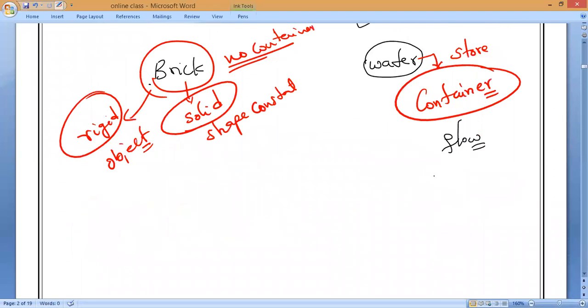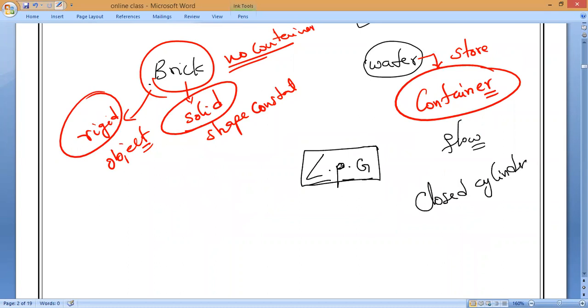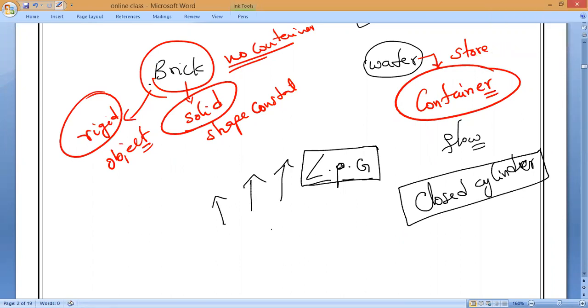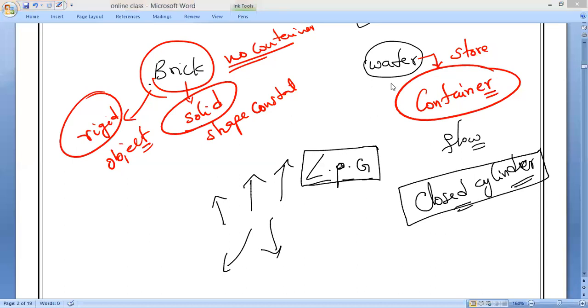Now, do you have LPG cylinders in your home? Please respond. Yes, sir. LPG, liquefied petroleum gas cylinders. Is it an open cylinder or a closed cylinder? Closed cylinder. So why are we keeping the gas inside the closed cylinder? Why can't we keep it outside? If it is outside, it will flow and mix with the air. It can go anywhere, it can fly anywhere, it can move anywhere. That is why it is always kept in the closed cylinder. Is it yes or no, guys? Yes, sir.